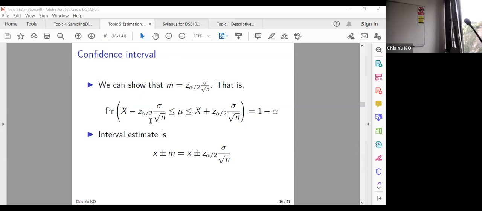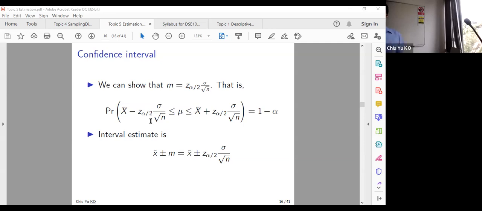So what it means is if I know sigma, and I am given a sample, I calculate the sample mean, and I know my sample size, and sigma is given to you. If not given to you, we'll talk about that soon. You will use S and it changes to T. But now suppose I know sigma, and this will depend on alpha. The smaller the alpha, the bigger the Z alpha over 2, right? So that is the interval.